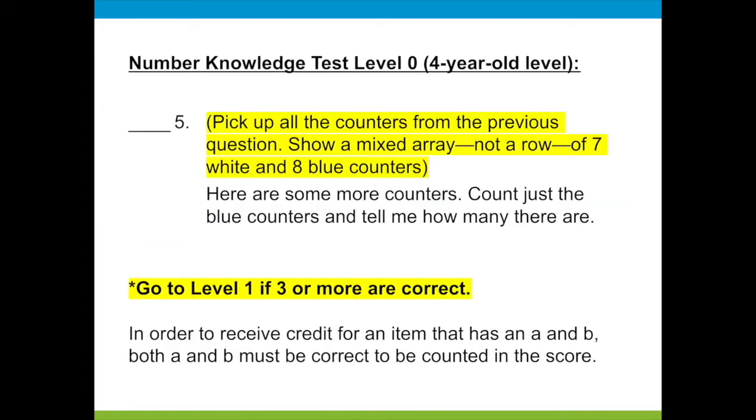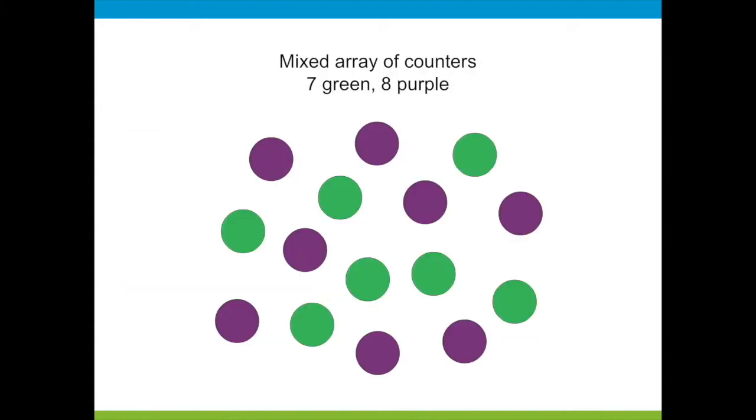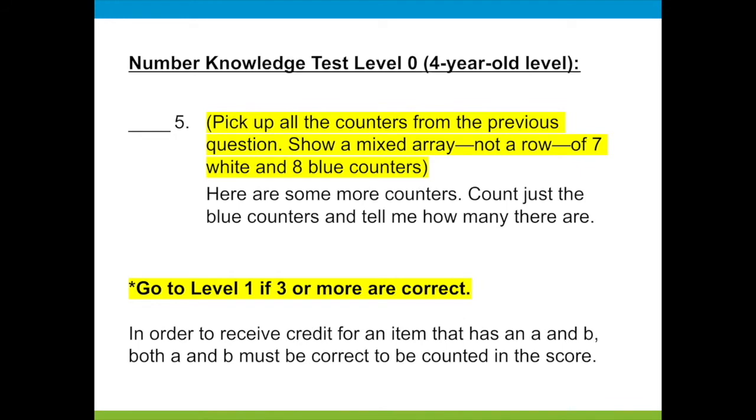The final question, you'll use 2 different colored counters again, one color having 7 and another having 8 for a total of 15 counters. The directions tell you to have a mixed array and that they don't want them in a row. Here's an example of that. You'll be asking the student to count the color that shows 8, so in this case it would be the purple counters. Once the student has completed this level, you can total the correct responses.